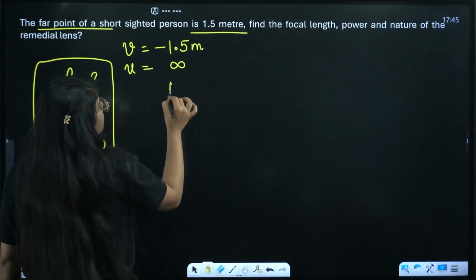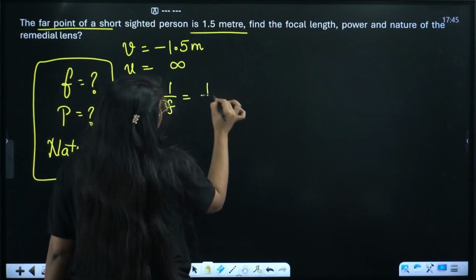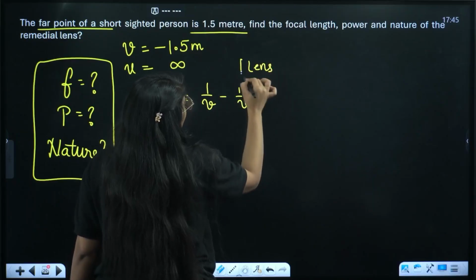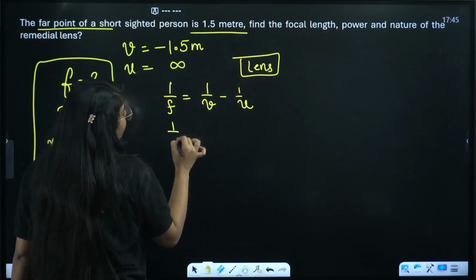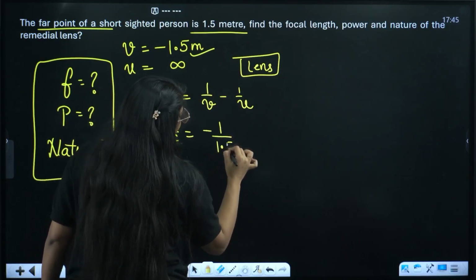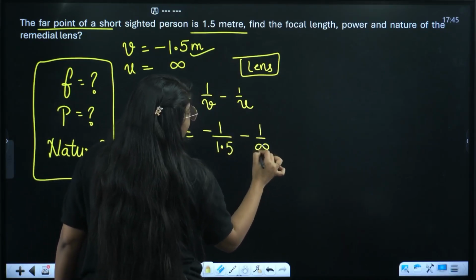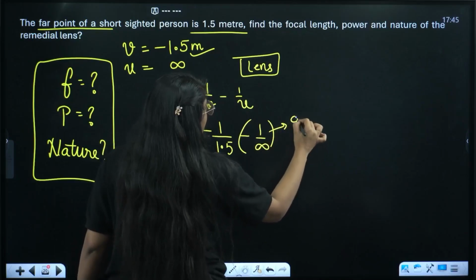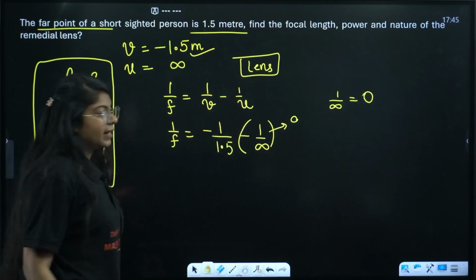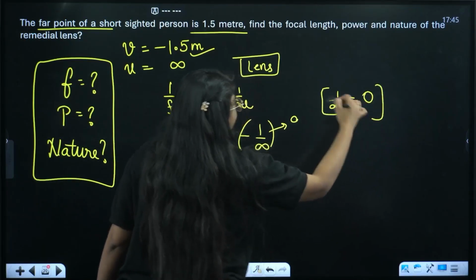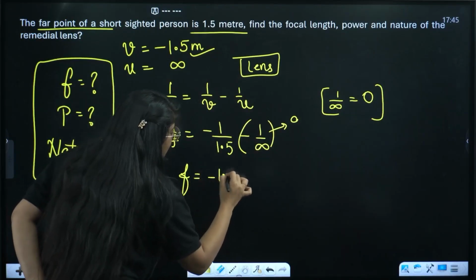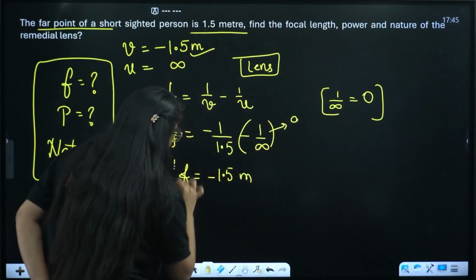Okay, so this will be 1 by focal length equals 1 by V minus 1 by U, using the lens formula again. Now 1 by focal length equals 1 by V, which is minus 1 by 1.5, minus of this is infinity, so this term will become 0 because 1 by infinity is equal to 0. We know that, right? If 1 by infinity is 0, then this whole term cancels out, so focal length is simply minus 1.5 meters, right?